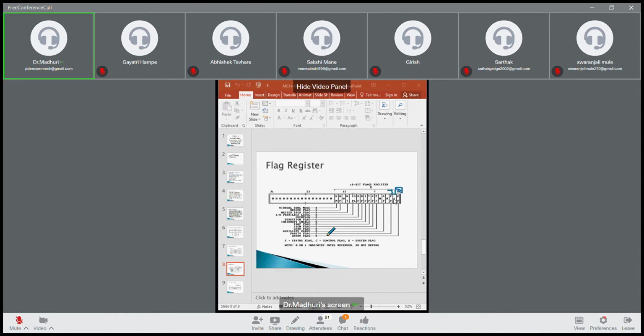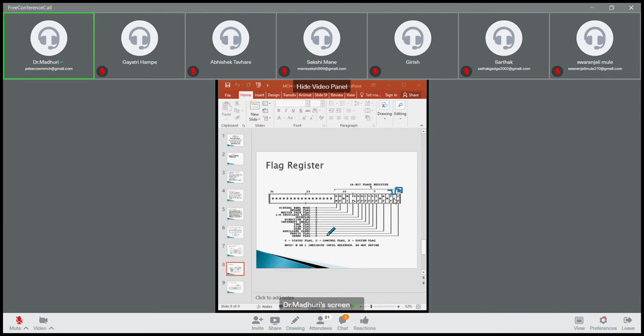Now, what is even parity? I think you know even parity. Anybody know about even parity? What do you mean by even parity? Even parity means 2 ones, 4 ones, 6 ones. So this flag is set when there is even parity.